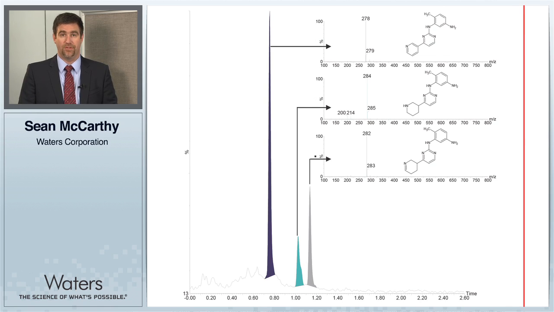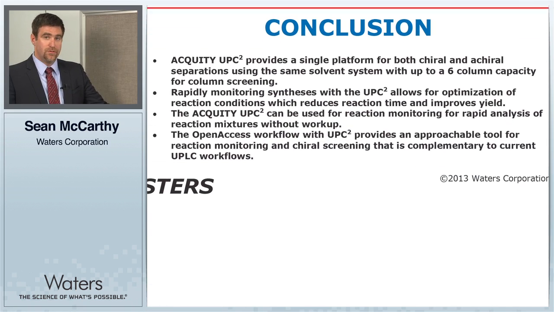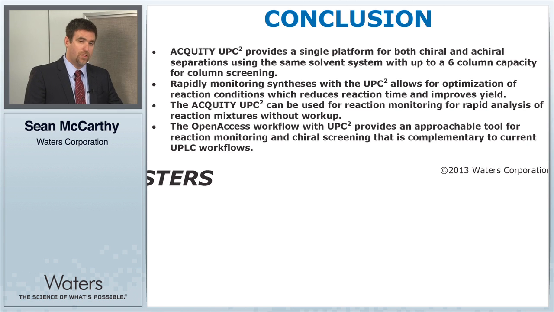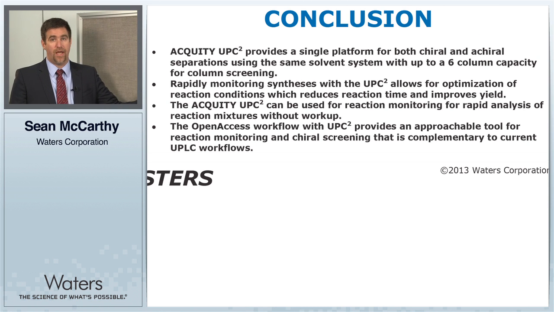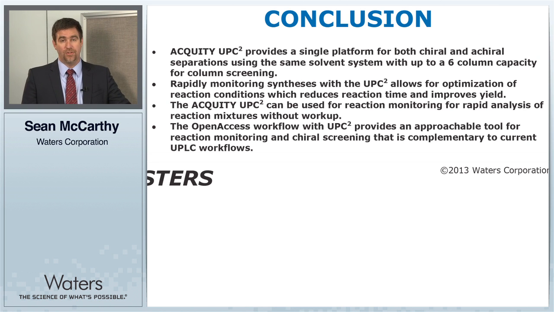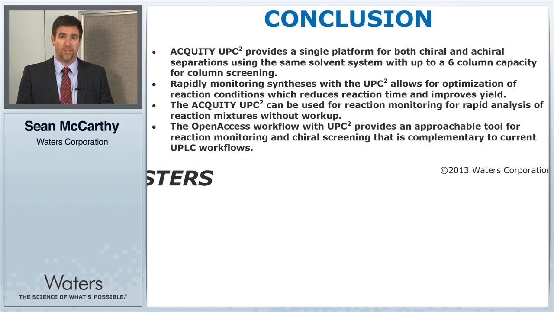So in conclusion, with the three examples that I've shown, the chiral and achiral screening, the reaction optimization, and just doing the reaction monitoring, we've shown that UPC squared is a suitable technology for use in a medicinal chemistry lab. In addition, it offers additional benefits by being able to do analyses that would generally take multiple instruments to do the analysis and do them on a common platform.